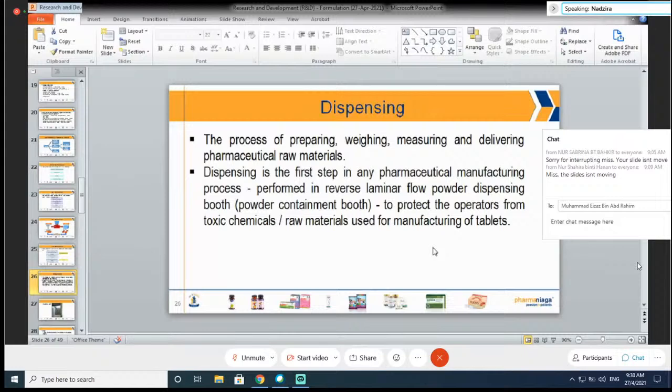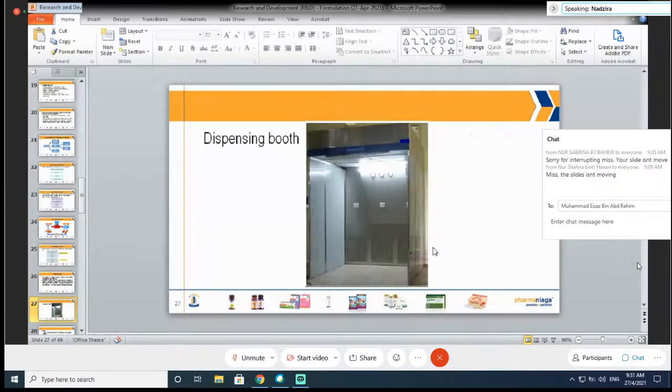Next I will go through each process involved in the tablet manufacturing process. First is dispensing. Dispensing is the process of preparing, measuring, weighing, and delivering the pharmaceutical raw materials. Dispensing is the first step in the manufacturing process. It is performed in a reverse laminar flow powder dispensing booth, or what we call a powder containment booth, in order to protect the operator from the raw materials, from the fluffy materials, everything used for the manufacturing of tablets. This is an example of a dispensing booth.